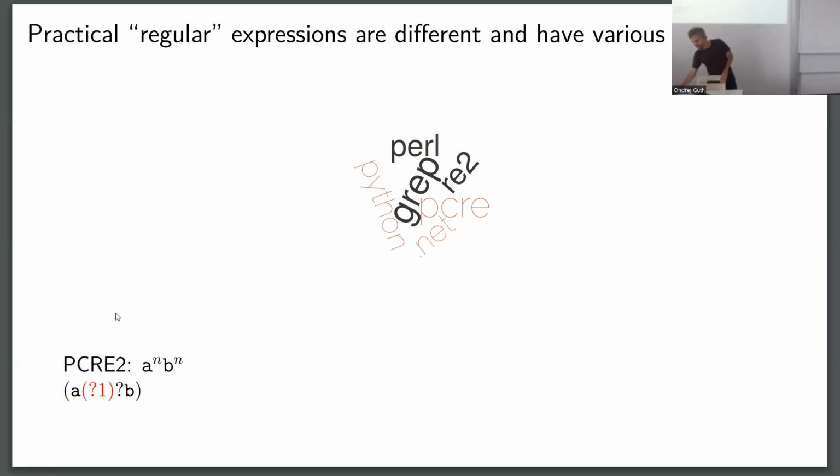So for instance, if we take this library used, for example, in the PHP language, we can use this subpattern recursion. We basically say when we encounter this sub-expression, we can repeatedly match whatever is in the first parenthesis. So this way we can describe a language which is not regular, the same number of A's and B's.